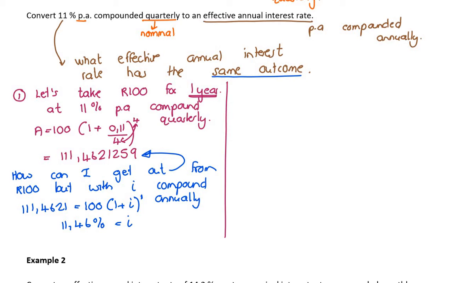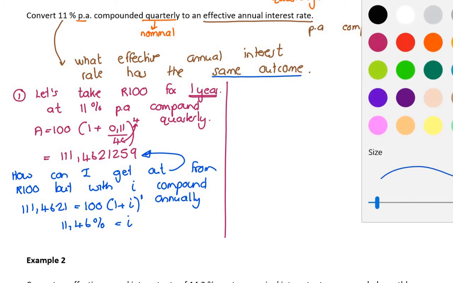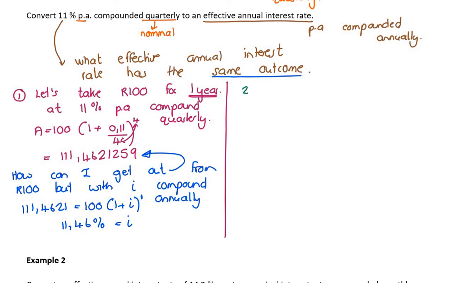It's the idea of you put 100 Rand in for 1 year at what you were given, and then you say, right, how do I get out that same output from 100 Rand with the interest rate I'm looking for? And here that interest rate was compounded annually, so it was once a year. So what's my second method? The second method is working on the same idea.